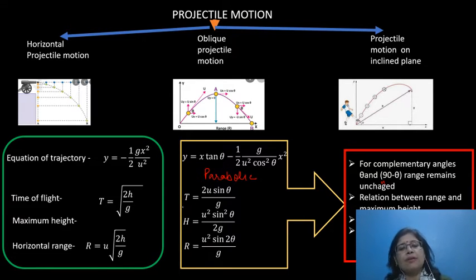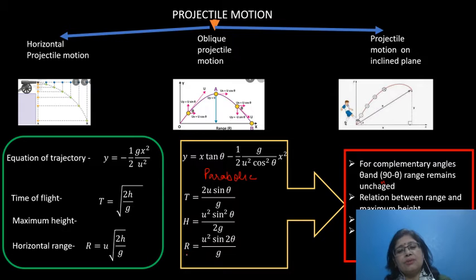What is the time of flight? It is the time or duration in which the projectile remains in air, and that is equal to 2u sin theta upon g. Maximum height attained by the projectile means the maximum distance in the vertical direction, and that is equal to u square sin square theta upon 2g.